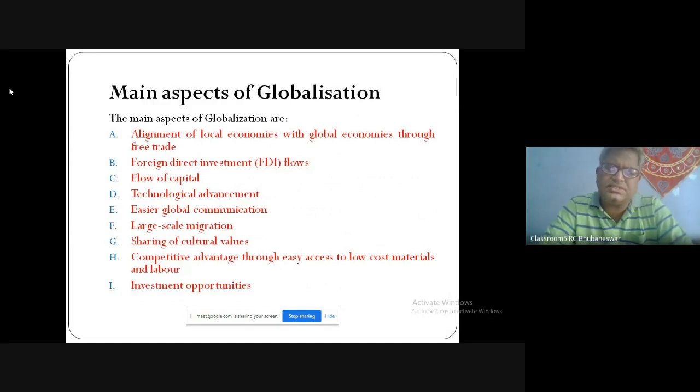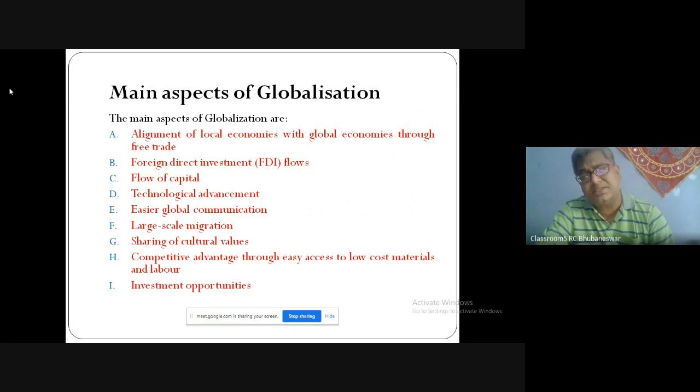Positive aspects are to encourage foreign direct investment, to encourage the flow of capital, new technological advancement or technological transfer, easier global communication, and sharing of cultural values also. Competitive advantage means easy access to low-cost material and labor.